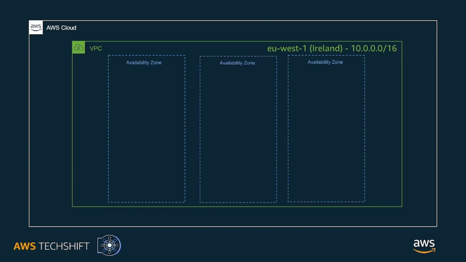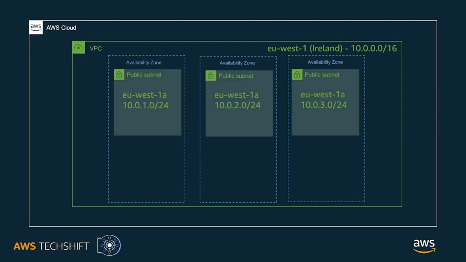Within each AWS region, there are multiple availability zones. In this case, there are 3. Inside a VPC, you can provision subnets. A subnet cannot span availability zones, so we must create multiple subnets, in this case, one for each availability zone.